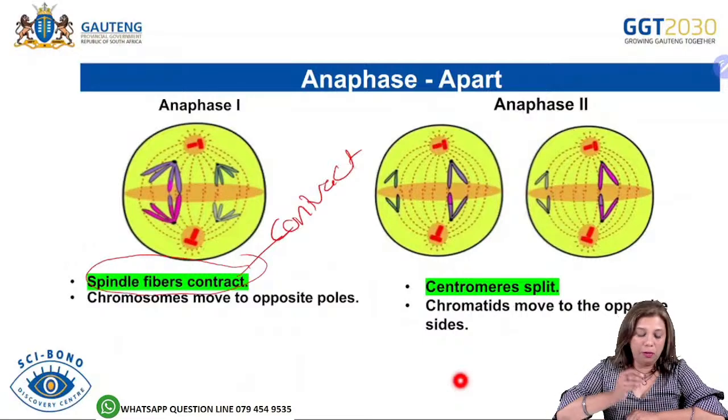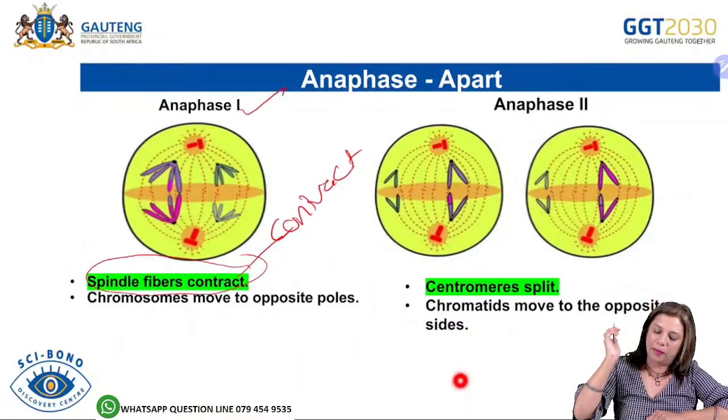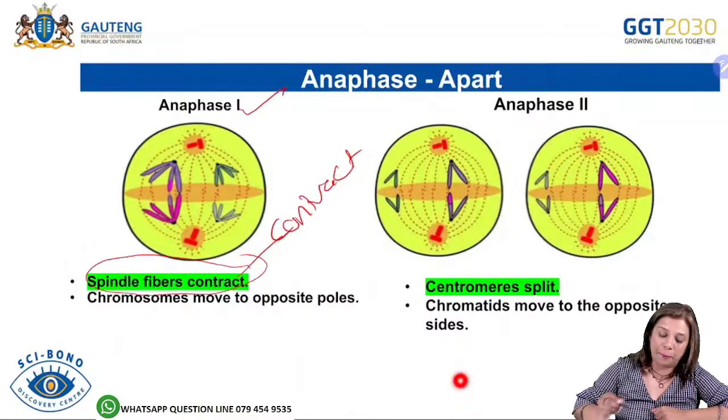So I want you to look at anaphase 1. Let's look at them together. Let's just create a little bit of variety instead of looking at them in isolation. So we got anaphase 1 and then we got anaphase 2. Okay?